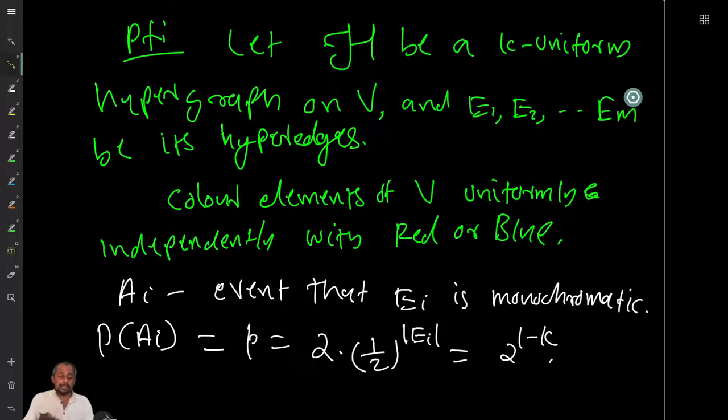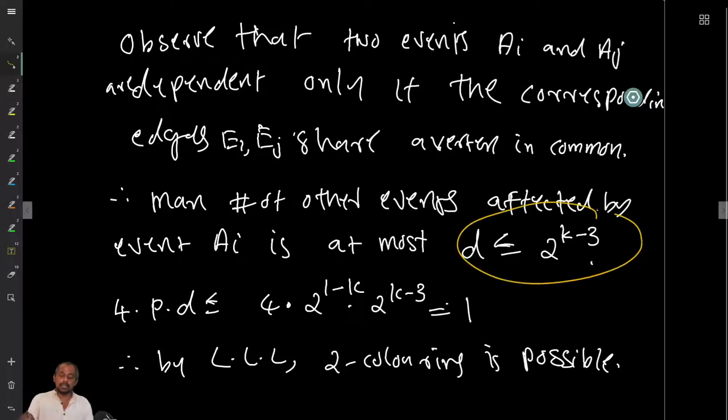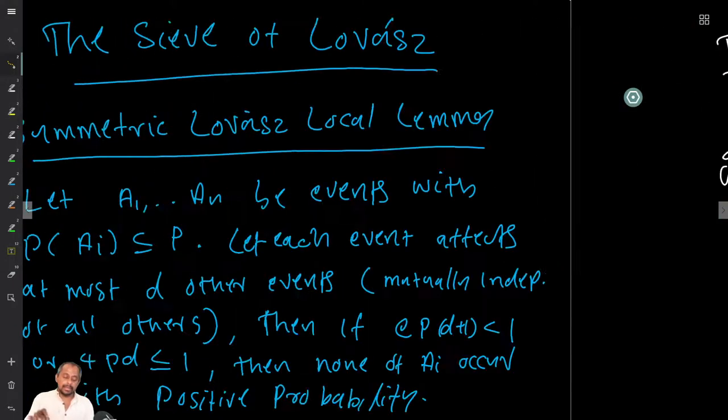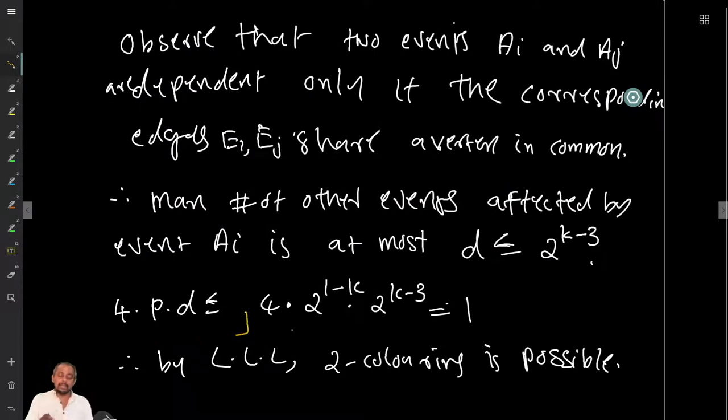Now, how many other events can Ai be dependent on? That is less than 2 raised to k minus 3, because we know that one edge cannot intersect more than 2 raised to k minus 3 other edges. So d is at most 2 raised to k minus 3. The maximum number of events affected by the event Ai is at most 2 raised to k minus 3. Therefore, I can apply the rule e p d, or the lemma also says that we can make it slightly weaker, and 4 p d less than or equal to 1 is also sufficient. So 4 times p times d is 4 times 2 raised to 1 minus k times 2 raised to k minus 3. Since d is less than or equal to this, 4 p d is less than or equal to this, but this is actually equal to 1. So 4 p d is less than or equal to 1.